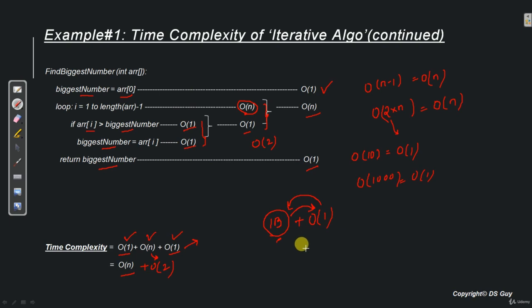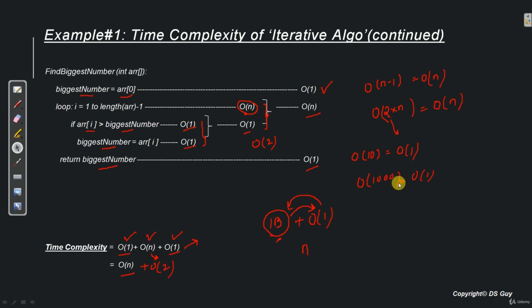Hence, whenever we have a time complexity which is in terms of n, in those kinds of cases we always eliminate the constant complexities like order of 1, because the constant complexity does not stand any chance in front of order of n, which can always be a very huge number. Fine. So I hope you have understood how to find the time complexity of an iterative algorithm.